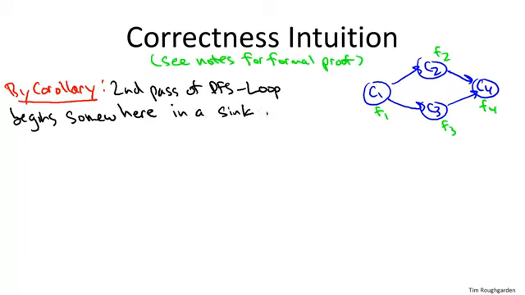Somewhere in this source SCC. So this is a bad DFS. Why is it bad? Well, remember what depth-first search does. It finds everything findable from its starting point. And from C1, you can get to the entire world. You can get to all the nodes in the entire graph.